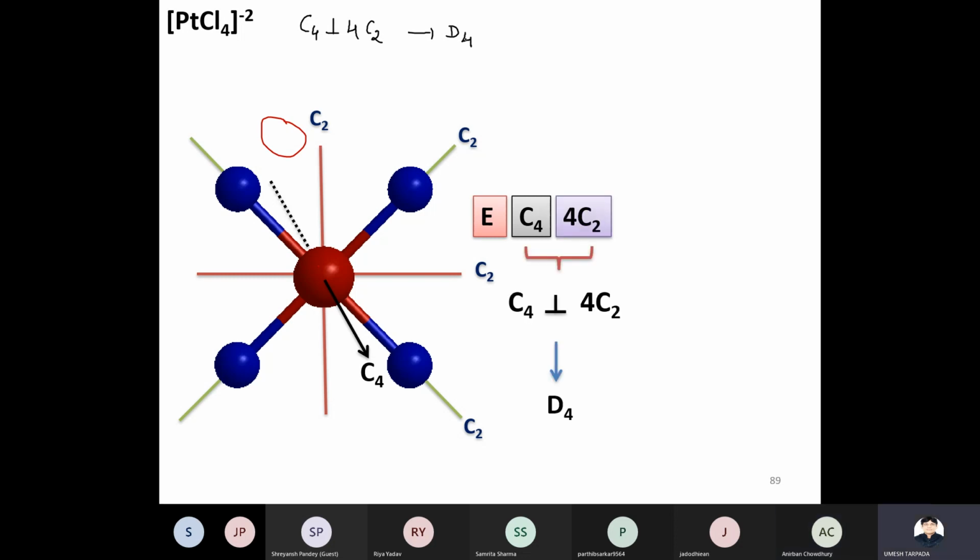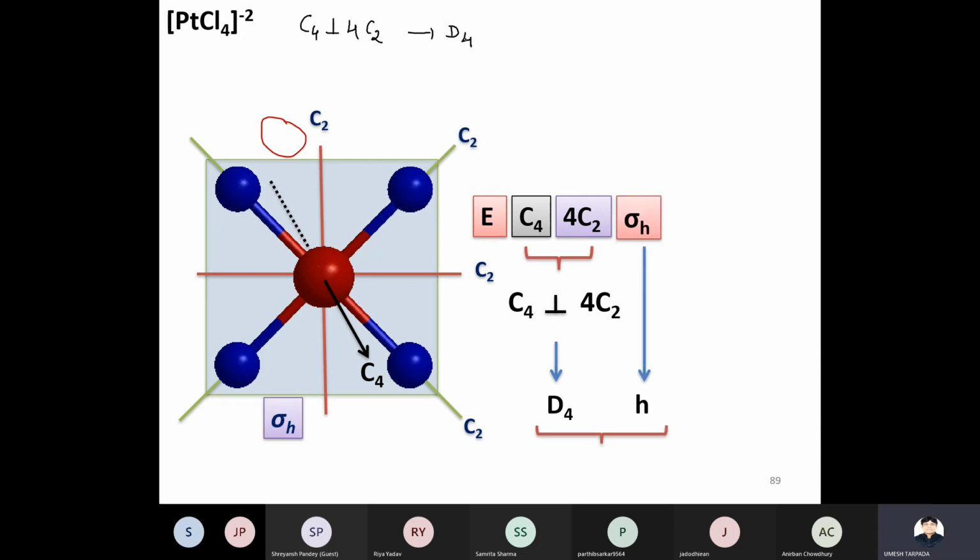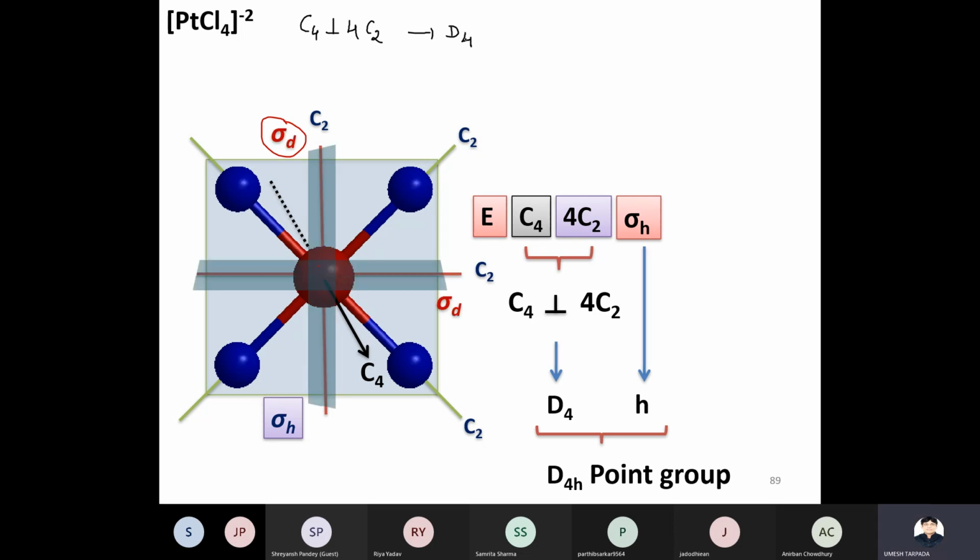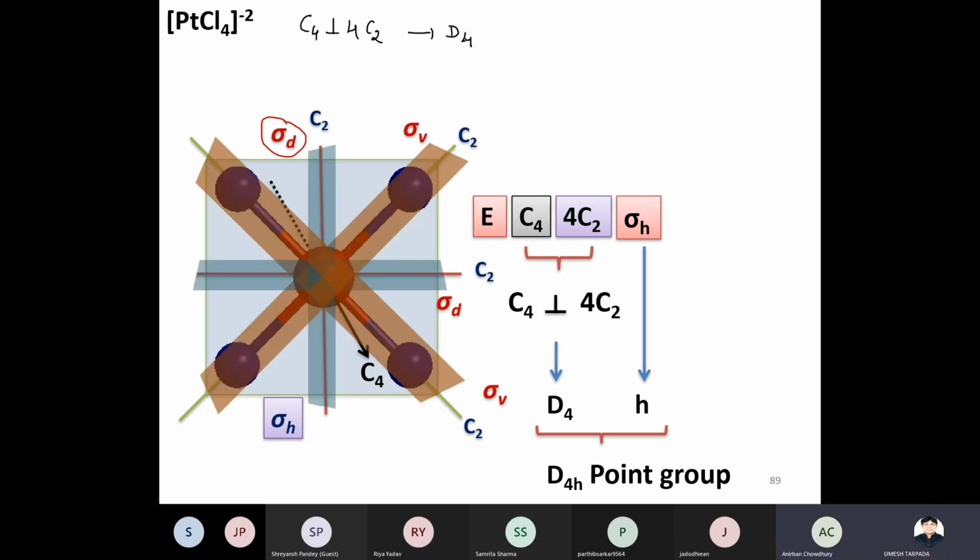Now, is there a sigma h? Yes, sir. This is sigma h, that is the plane of your molecule, because the principal axis is perpendicular to your molecule. So this is a sigma h. And how many sigma v are there? Point group is D4h. Sigma v are, this is 1, 2, 3, and 4. Out of 4, see, there are 2 different types of sigma v.